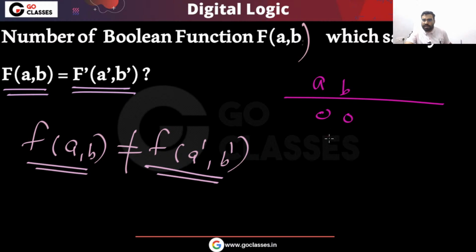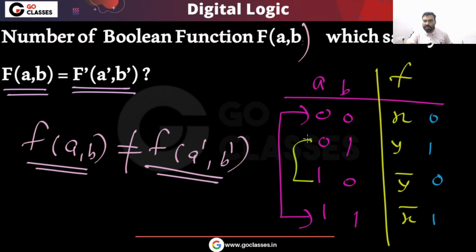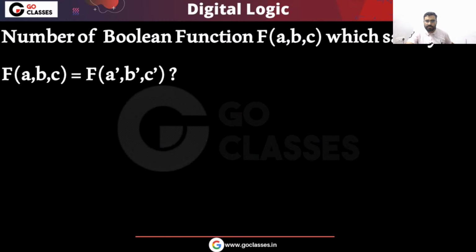You have two variables: 00, 01, 10, 11. Then remember your function value. If this is x, this should be x bar. If this is y, this should be y bar. Like if this is 0, this should be 1. If this is 1, this should be 0. So this type of function you want. f(a,b) should be different from f(a bar, b bar). These two must be different, and these two must be different. So the number of Boolean functions will be 2 power 2, that will be 4.